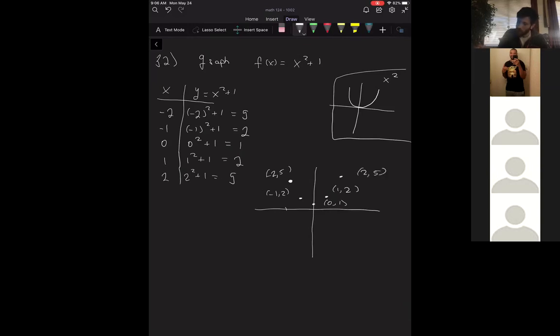So here are these points. And now we're going to want to connect these points with that curvy shape that we have in this box right here, the x squared. So let's connect all those dots like that. It's going to look something like this. So that's how we would graph x squared plus 1.